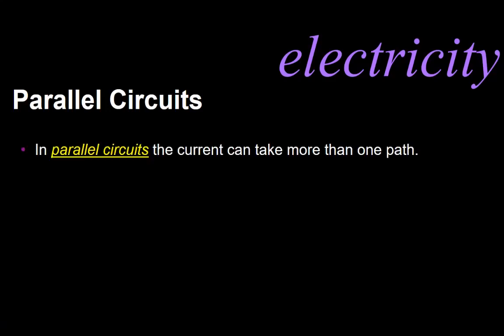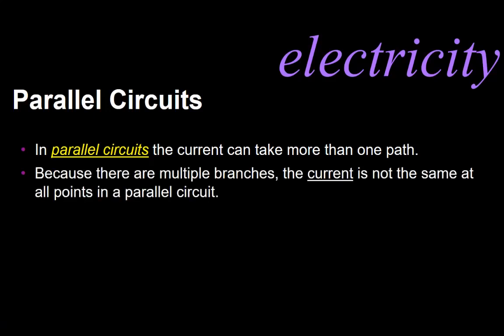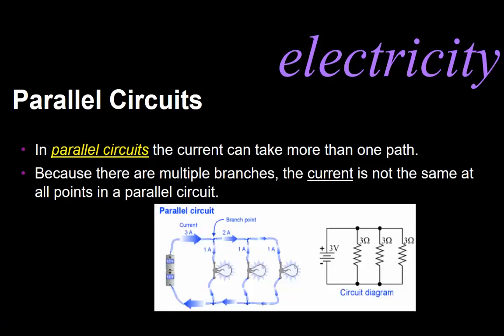All right, now let's take a quick look at parallel circuits. Parallel circuits, as we mentioned, have multiple pathways for the electricity to flow through. And because there are multiple pathways, the current is not going to be the same at all points in the parallel circuit. Some of the current is going to go through one branch, some of the current is going to go through another branch.